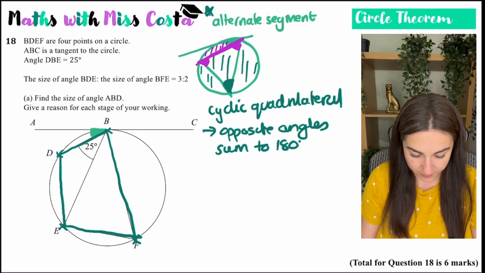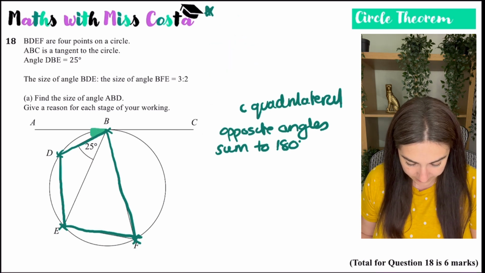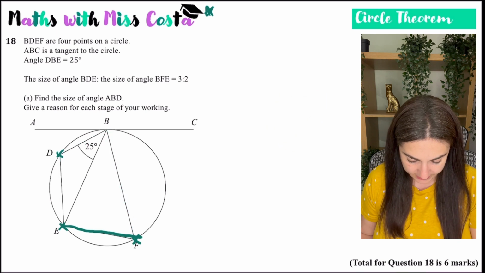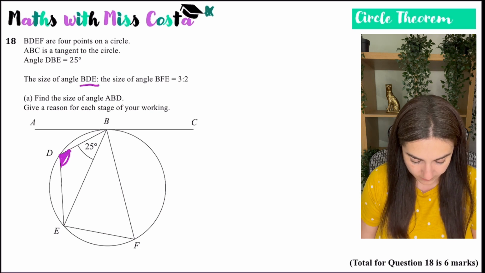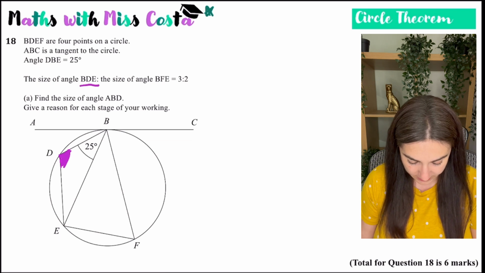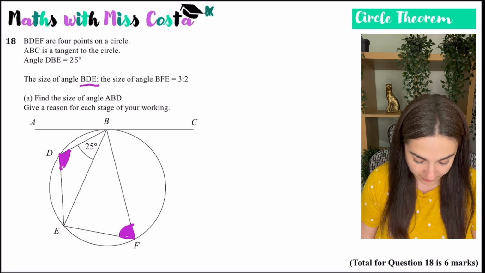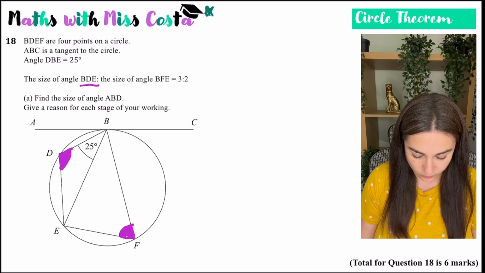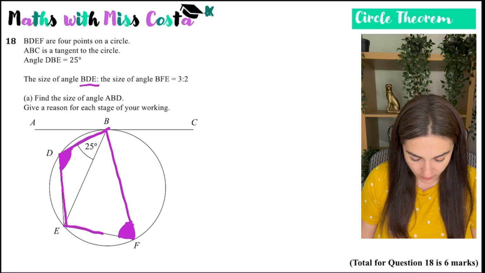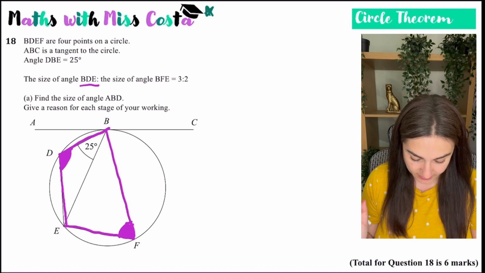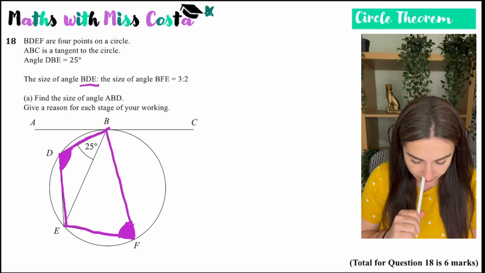So these are the two circle theorems that are screaming out at me initially. So let's see if they apply. Angle DBE is 25 degrees, great. The ratio of angle BDE, so this angle here, to BFE, this angle here. Okay, so what is good about this is that if I think about it as a quadrilateral, I know that these two angles must sum to make 180. So let's try that again.